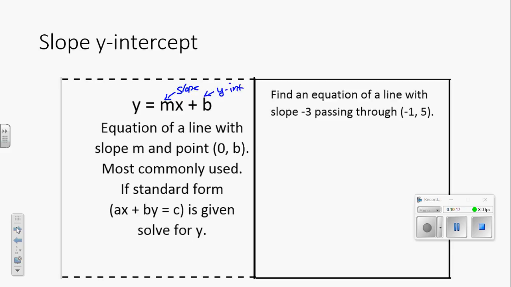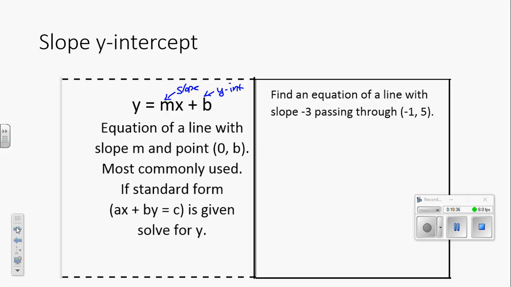So we think of that as being the beginning point when we're graphing an equation of a line. We let x be 0 when we find out where that's at on the y-axis, and then we use our rise and run from our slope. Okay? This is the most commonly used form.